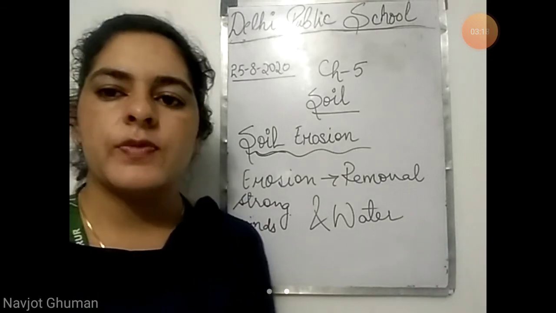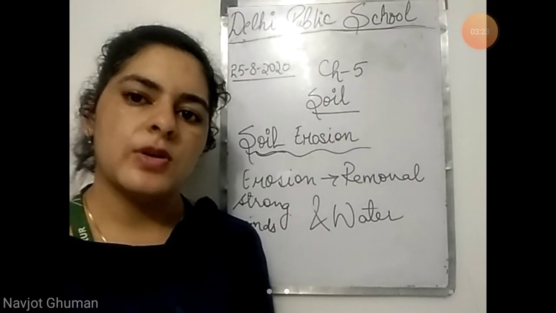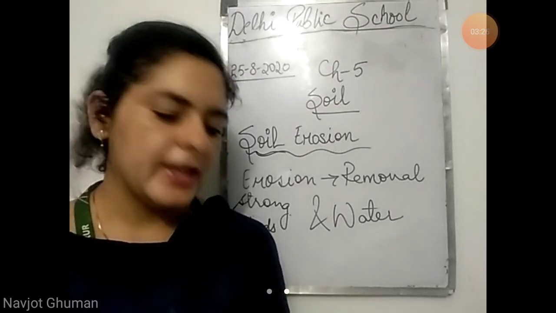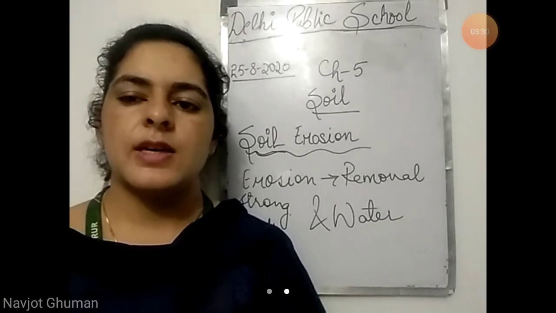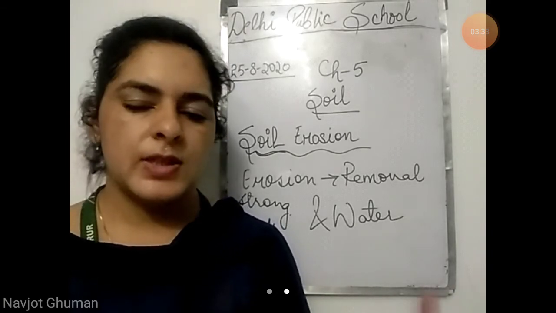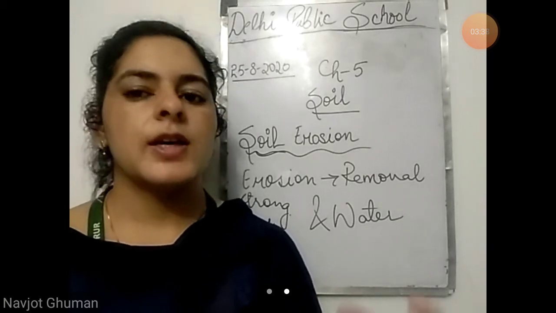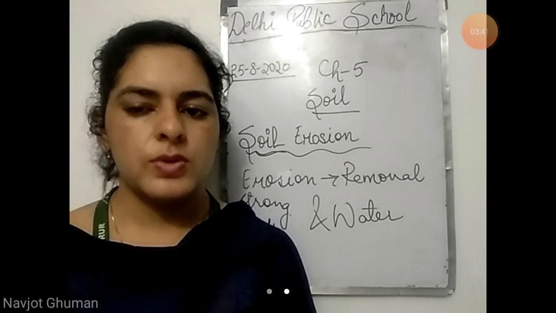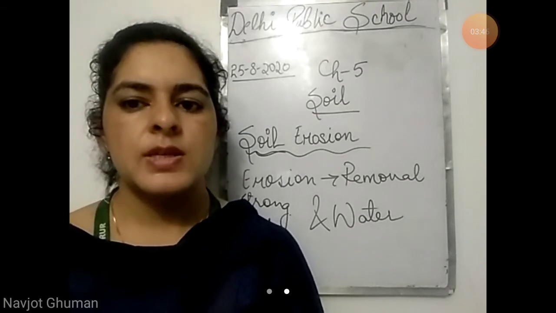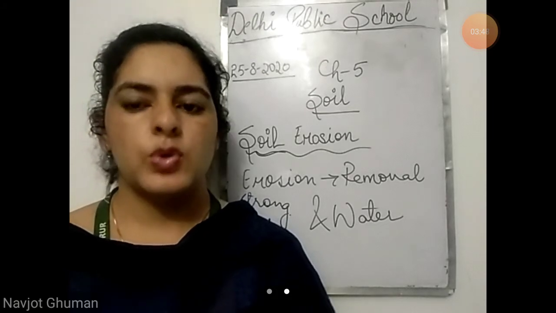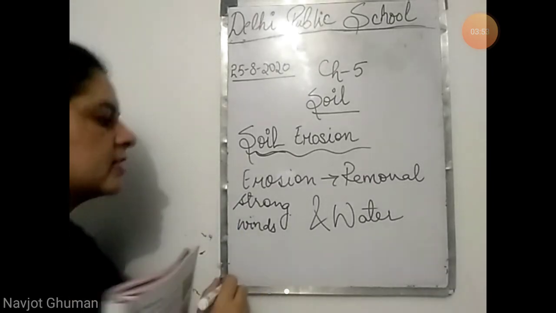Then heavy rainfall. When there is heavy rainfall, with the pressure of that water, soil erosion also occurs. Cutting down of trees. When deforestation happens and trees are cut down, what happens? The roots of the trees hold the soil, and if we cut down the trees, no roots will be there. Who will hold the soil? So the soil will become very loose and it will be easily eroded by the strong wind and rainfall. So these are the three factors that increase soil erosion.